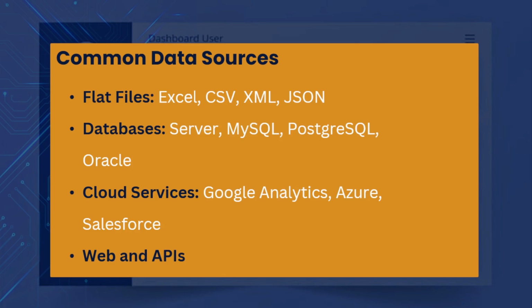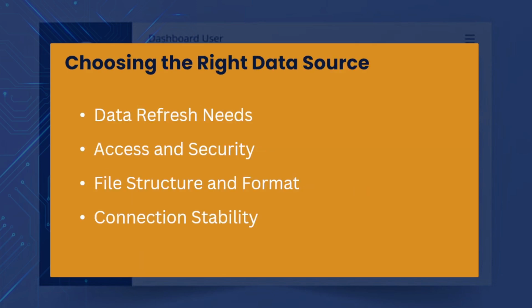First are the flat files. Examples of flat files are Excel, CSV, XML, and JSON. Then you have databases: SQL Server, MySQL, PostgreSQL, Oracle, Google BigQuery basically. Then you have cloud services like Google Analytics, Azure, Salesforce, AWS, and then you have web and APIs. So these are the common data sources that Power BI can actually connect to.